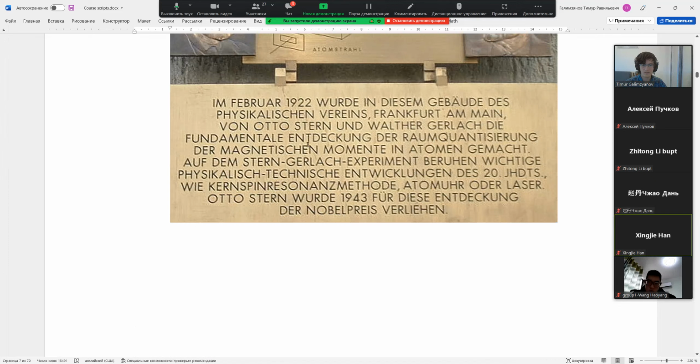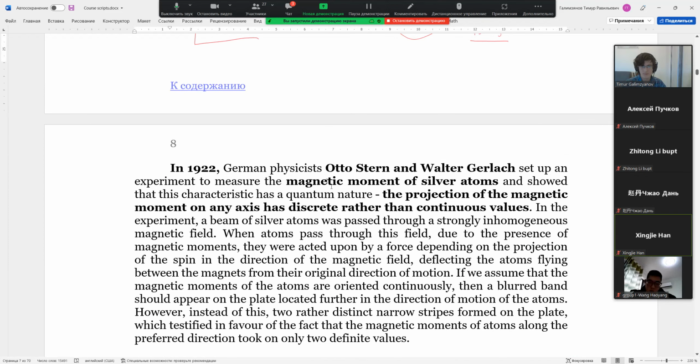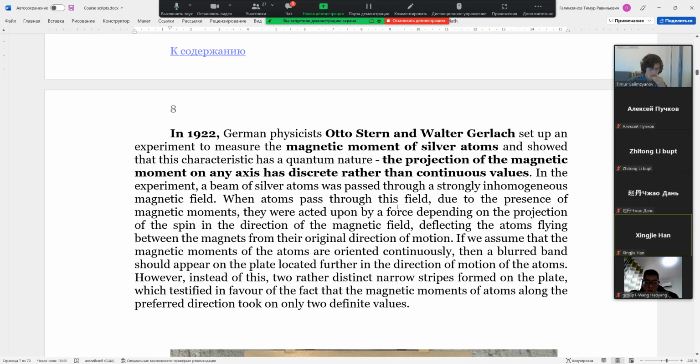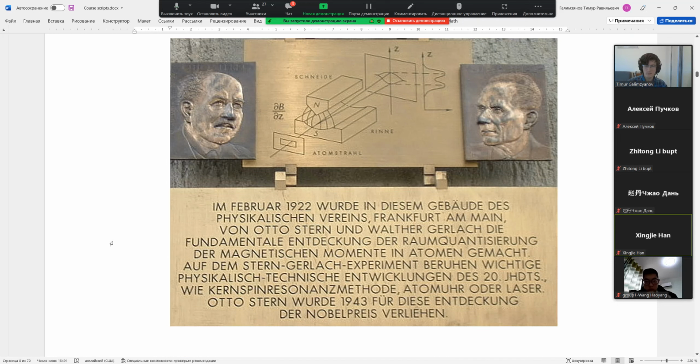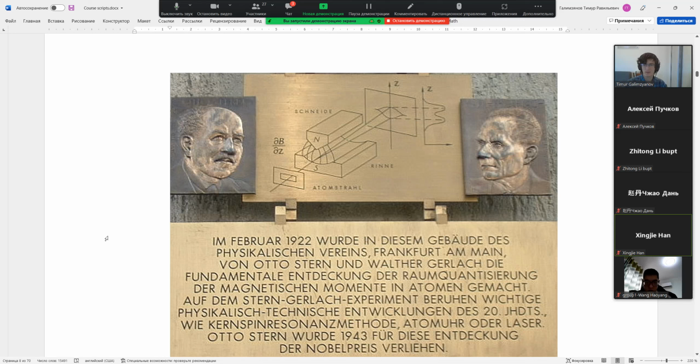And I think the last experiment I want to speak about is the Otto Stern and Walter Gerlach experiment. They measured the projection of the magnetic moment of the silver atoms and found that the projection of the angular momentum is not a continuous value. That's the memorial table at the university where they conducted these experiments.